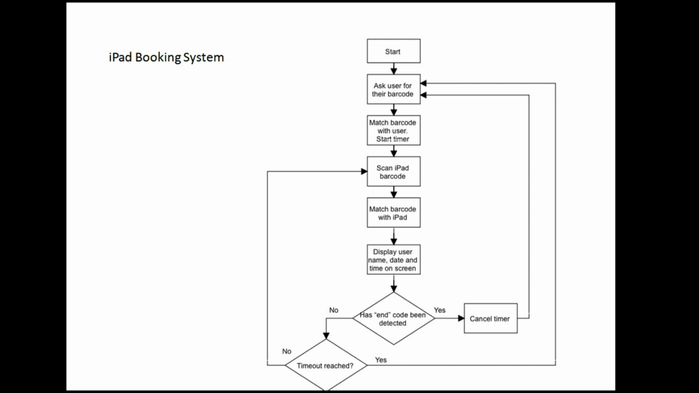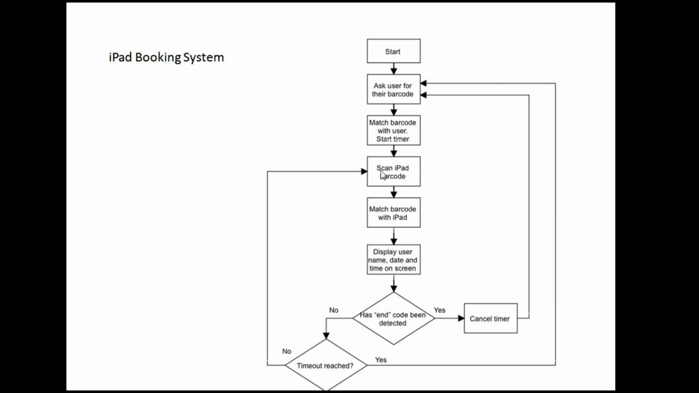Okay, I'm going to go through the Python coding now, but before I do, I just want to cover off this algorithm. I always like to write an algorithm before I start a major coding project. I just think it helps me structure my thoughts, makes it easier to debug, that sort of thing. So starting at the top here, ask the user for their barcode. So basically ask the teacher to scan their barcode. Match barcode with user and start a timer.